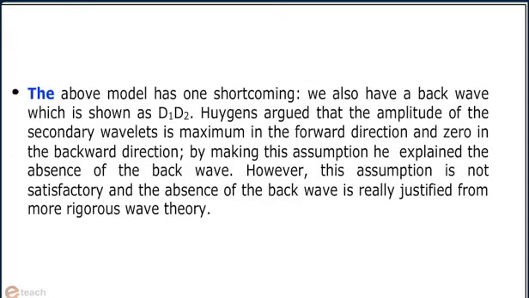But the above model has one shortcoming. We also have a back wave, which is shown as D1, D2. Huygens argued that the amplitude of the secondary wavelets is maximum in the forward direction and zero in the backward direction. By making this assumption, he explained the absence of the back wave. However, this assumption is not satisfactory, and the absence of the back wave is really justified from more rigorous wave theory.